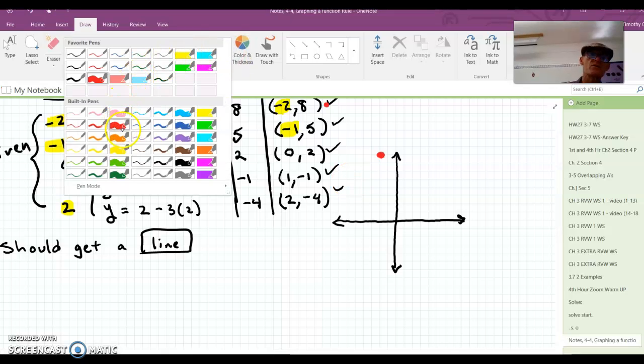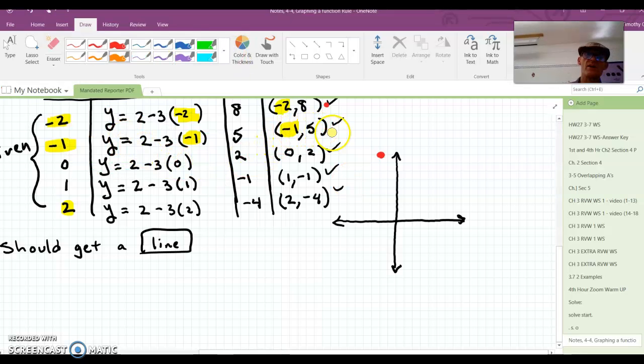All right, and then the next ordered pair is -1, 5. So I'll do -1, then up 1, 2, 3, 4, 5. Put a dot right there. 0, 2, which is 0, means I don't go left or right on the x-axis, and then up 2. So you can see my line starting to form there.